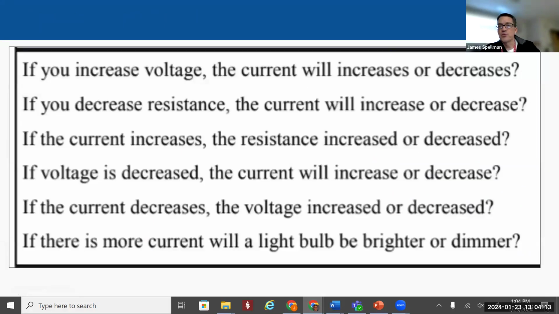So just a few things to review, and we're going to wrap up. So if we do several of these things, what's going to happen? If I increase the voltage, what's going to happen to the current?